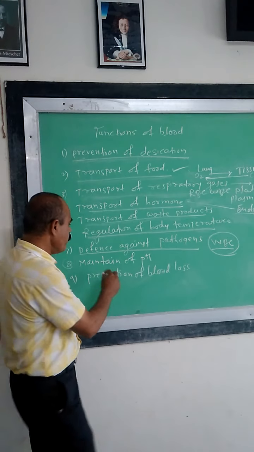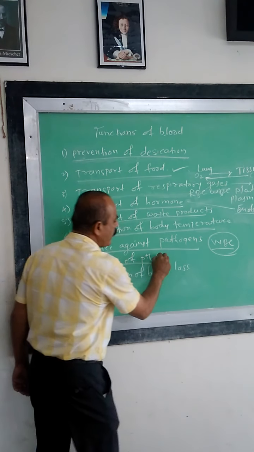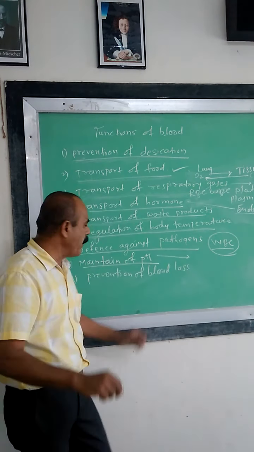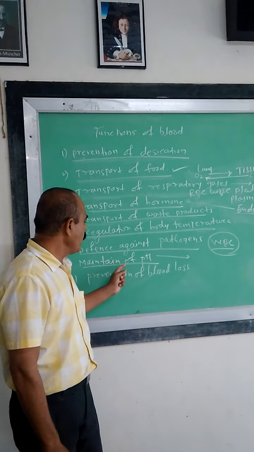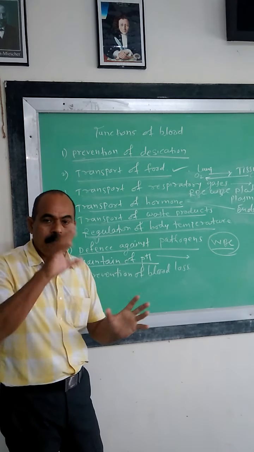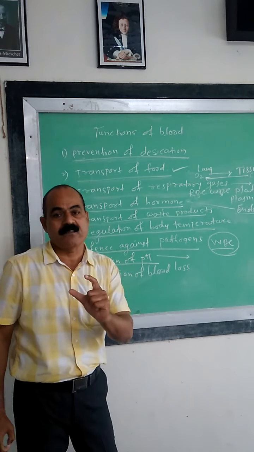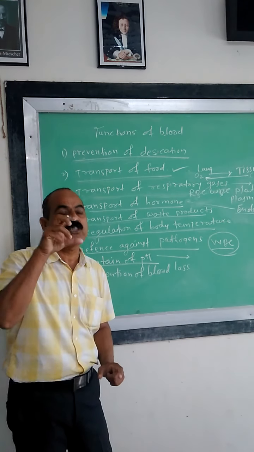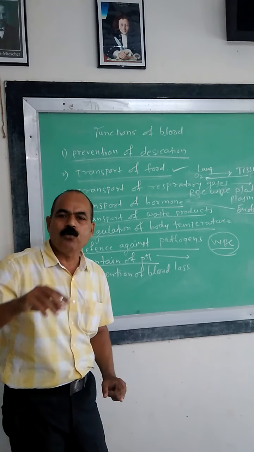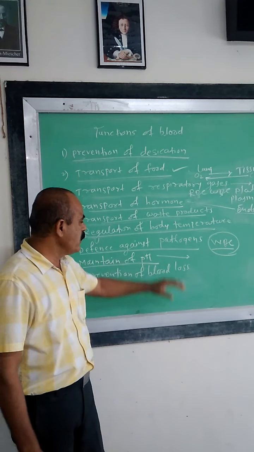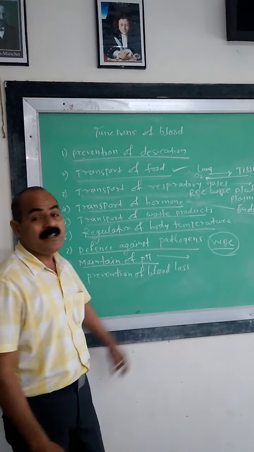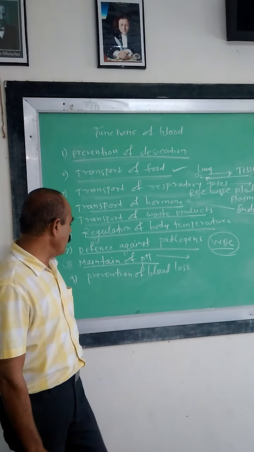The next one is the maintenance of pH. You know that the pH of blood is also maintained by the blood. Blood contains proteins, and those proteins act as a buffer, and due to that they can maintain the pH of the blood.